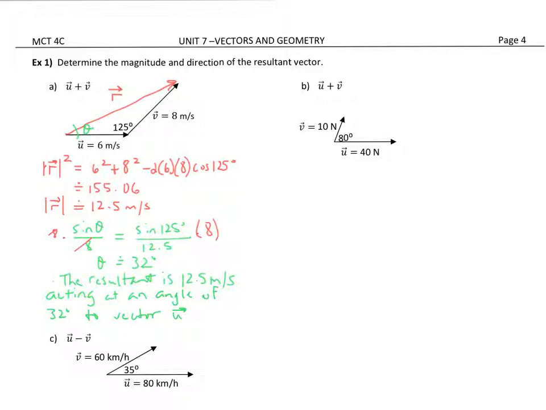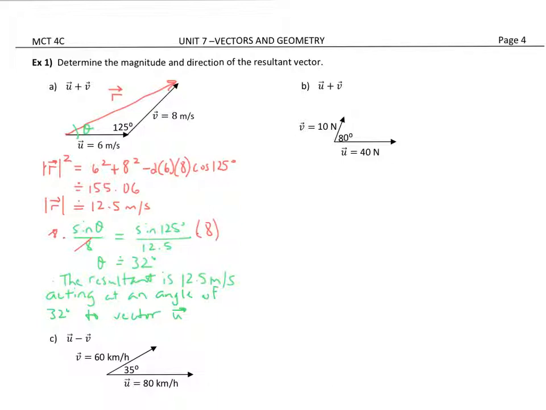All right, so next one. We have vector u plus vector v. So I've got vector u on the bottom, 40 newtons, vector v heading upwards. The angle between those two vectors is 80 degrees. So remember, we defined the angle between two vectors as the angle when they're joined tail to tail, what that angle is between them.